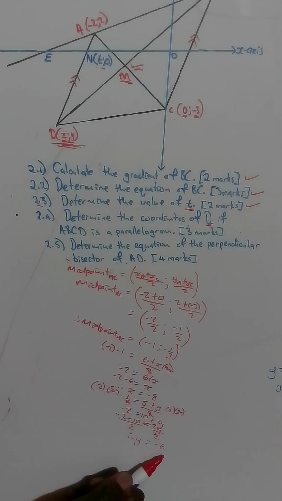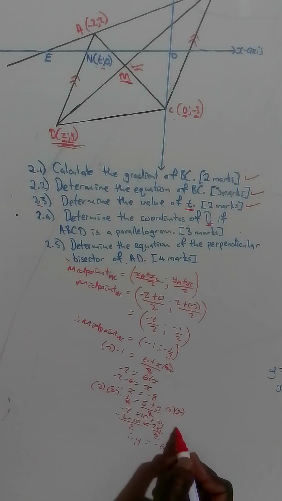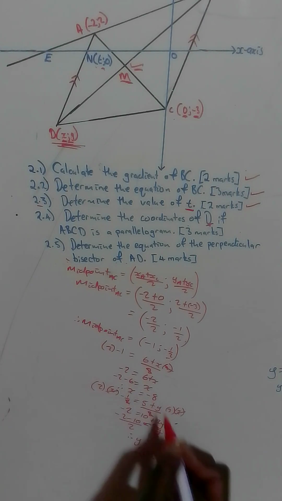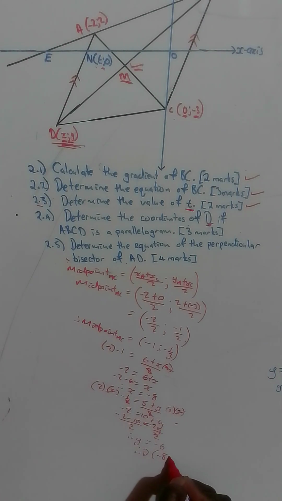I found x is -8 and y is also negative. So now I write therefore, what do I write underneath? I now write therefore the coordinates of point D are my x is negative 8 and my y is negative 6. I have now answered them in the form that they asked, right? So I'm done. Now let's go to the last question.